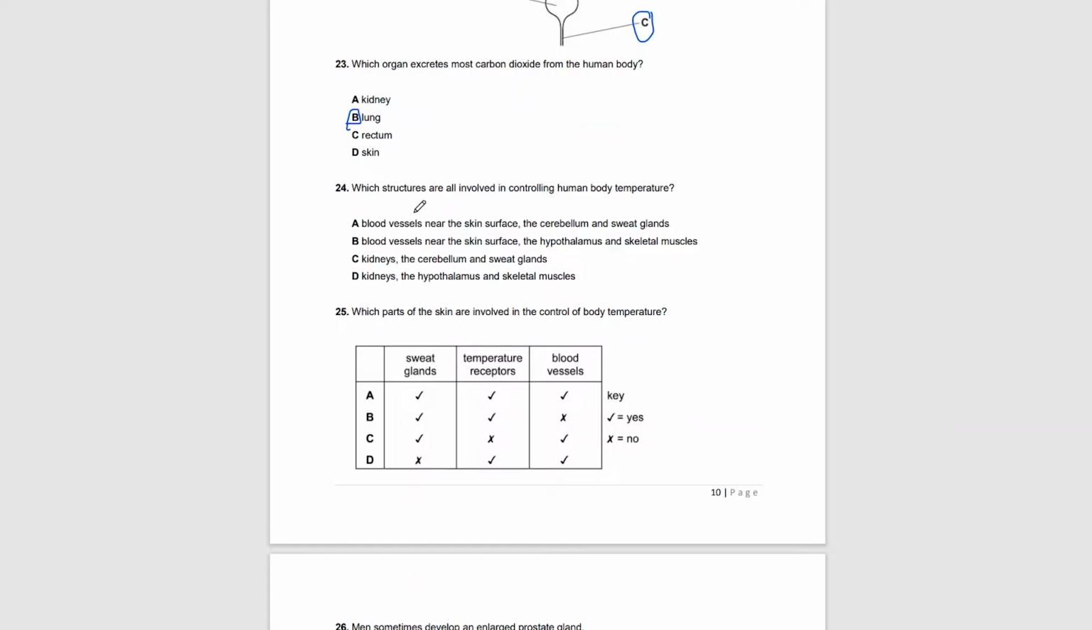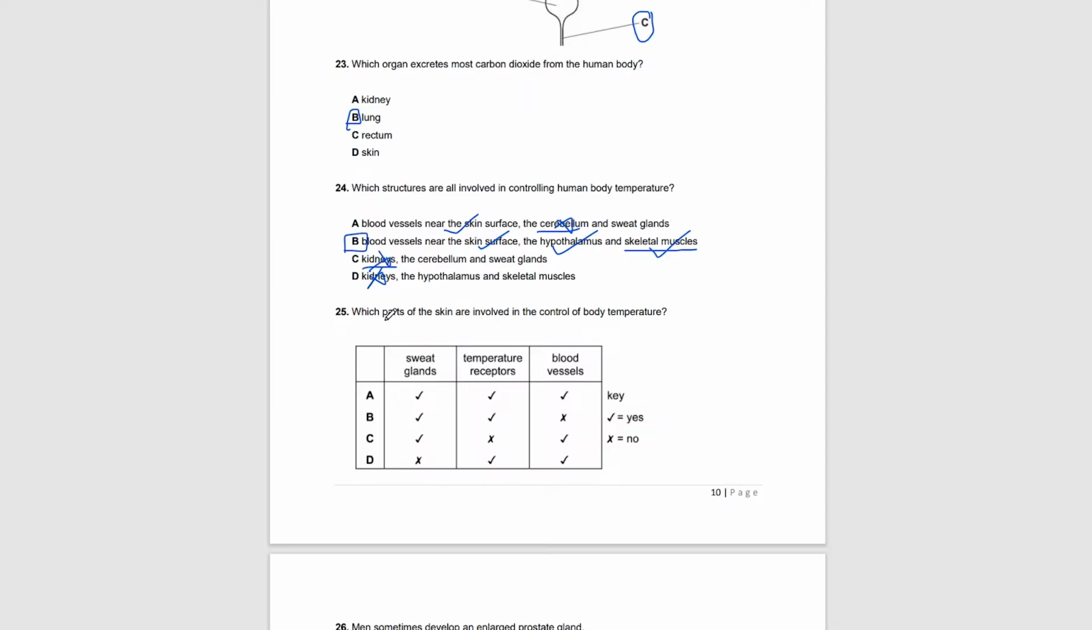Question 24, which structures are all involved in controlling human body temperature? Blood vessels near the skin surface, they do. The hypothalamus of the brain controls the regulation of body temperature. Blood vessels near the skin surface, the hypothalamus, the skeletal muscles. The skeletal muscles contract and relax to cause shivering and produce heat for the body. Kidneys do not control the body's temperature, so C and D both are wrong.